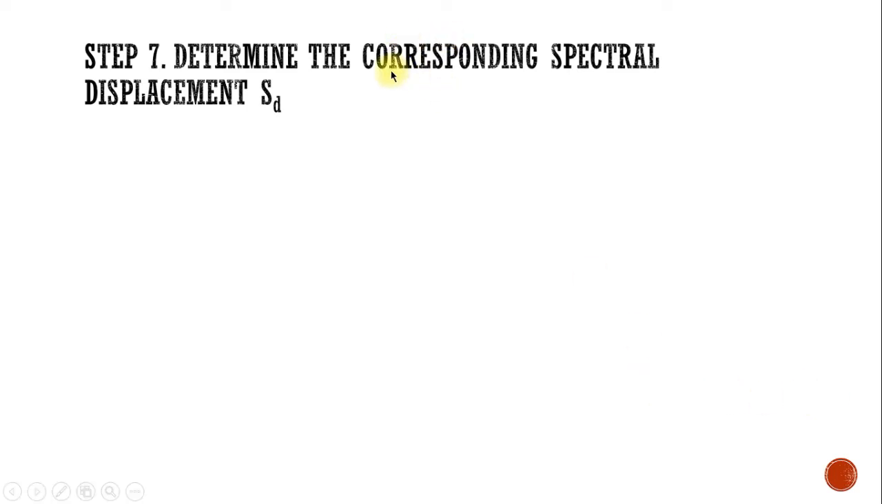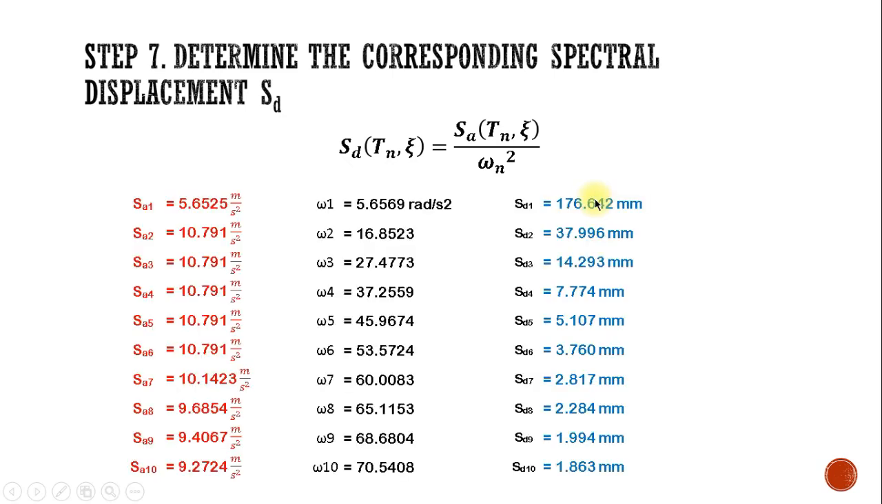So for our step 7, determine natin yung corresponding spectral displacement. So paano natin makukuha? So ang formula ng ating spectral displacement is ito. So SD na function of period and the damping ratio na xi. So ito yung xi, is equals to SA or our spectral acceleration na nakuha natin kanina lang over the square of our frequency in that mode. So by using this formula, ito yung ating magiging results.